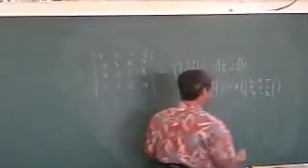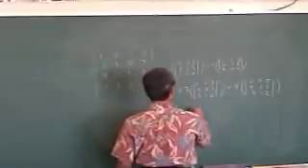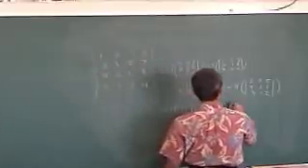Okay, so like I said, it's not hard. It's going to be 1 times something, minus 2 times something, plus 3 times something, minus 4 times something.